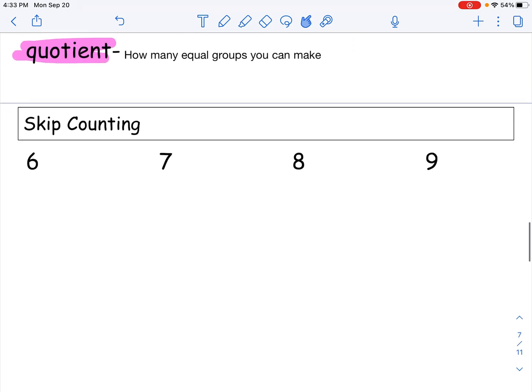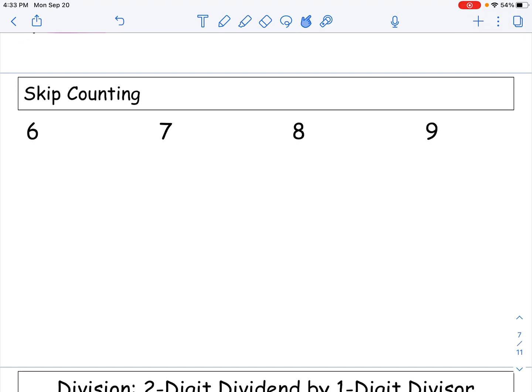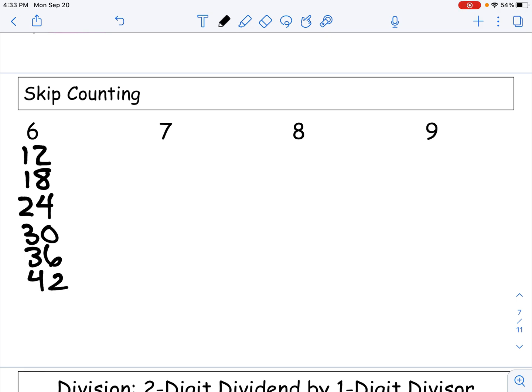Skip counting strategy is one we're going to use with division. So I'm going to do my skip counting here. So 6, 12, 18. And once you make this, you can copy and paste it for your independent practice. 24, 30, 36, 42, 48, 54. And then my 7s. Again, if you need to pause the video, go for it.